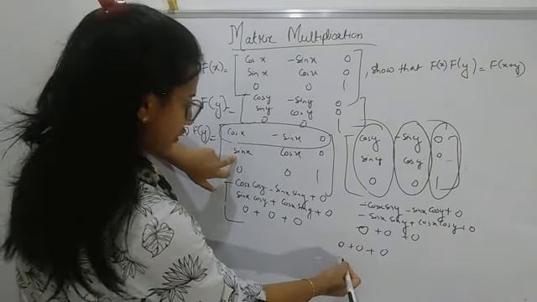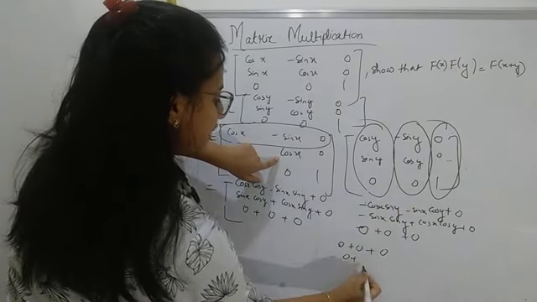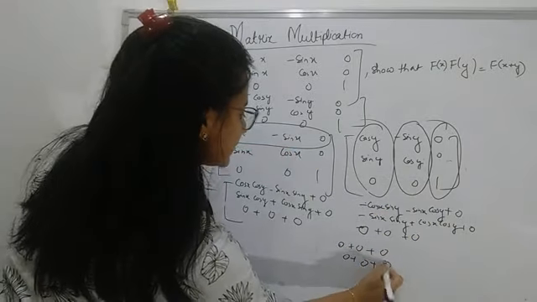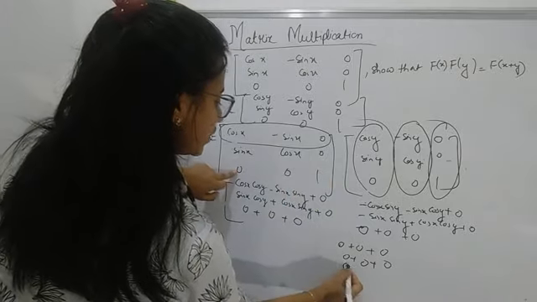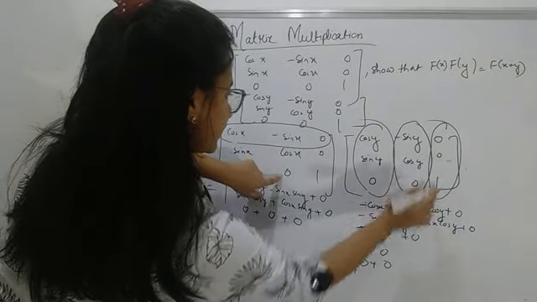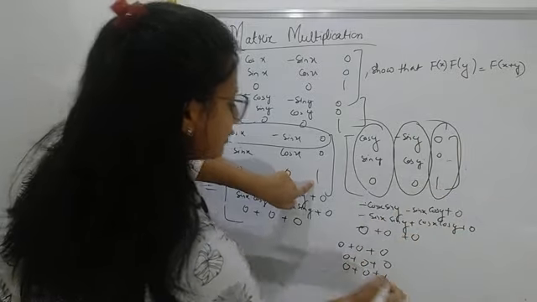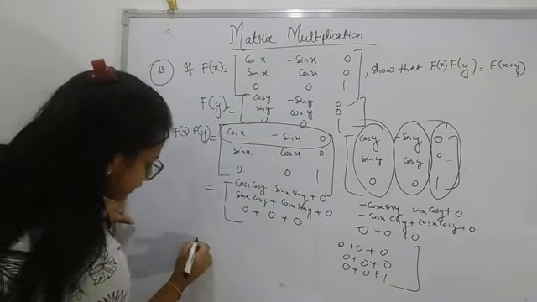Next row: it will be sin x into 0 is 0, plus cos x into 0 will be 0, plus 0 into 1 will be 0. If we move to the third row, 0 into 0 is 0, plus 0 into 0 is 0, plus 1 into 1. 1 into 1 will be 1. So this is the matrix after calculation.